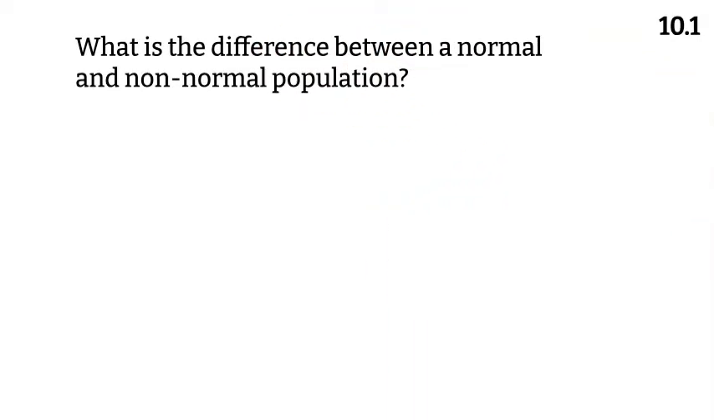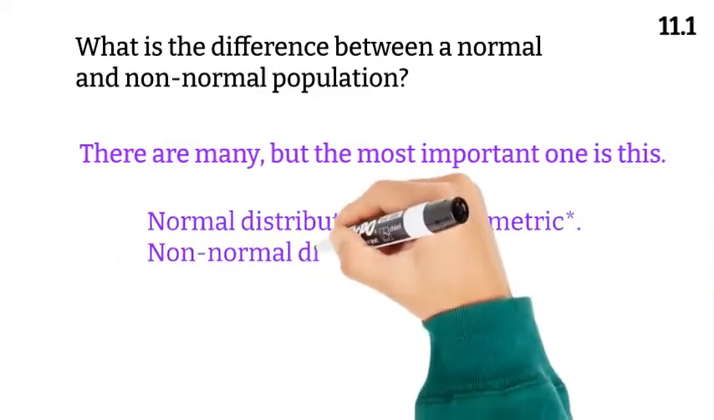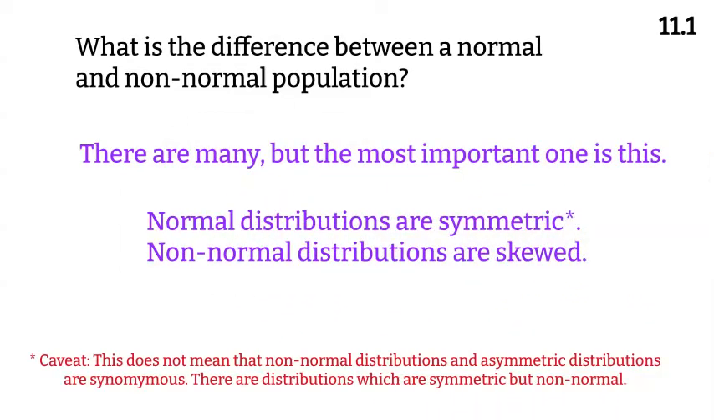There are many, but the most important one is this. Normal distributions are symmetric. Non-normal distributions are skewed.